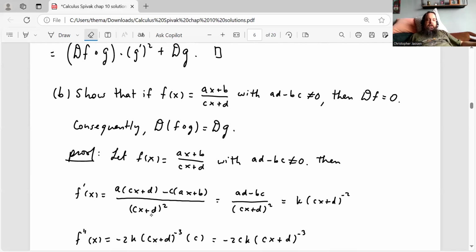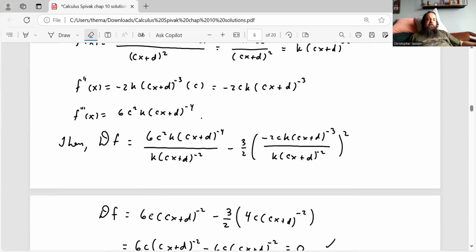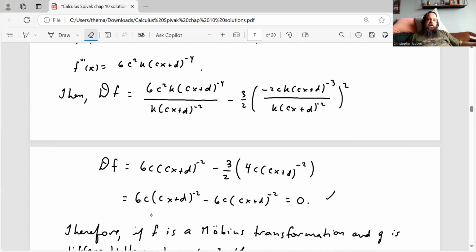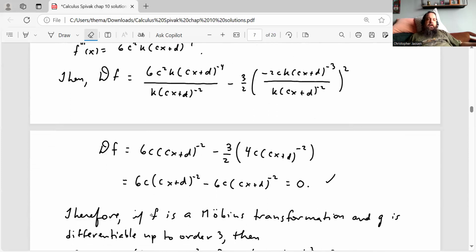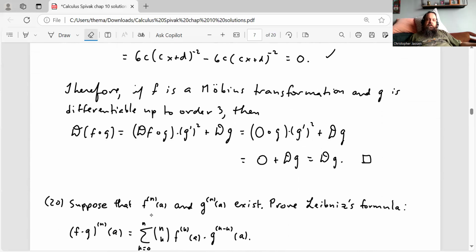So anyway, here's the proof. Let f of x equal ax plus b over cx plus d, where ad minus bc is not zero. Then find the first, second, third derivative and plug it into the formula for the Schwarzian derivative, and you'll see that you get zero. Okay, therefore, if f is a Mobius transformation and g is differentiable up to order 3, then if you take the Schwarzian derivative of the composition, then obviously you get the Schwarzian derivative of g.